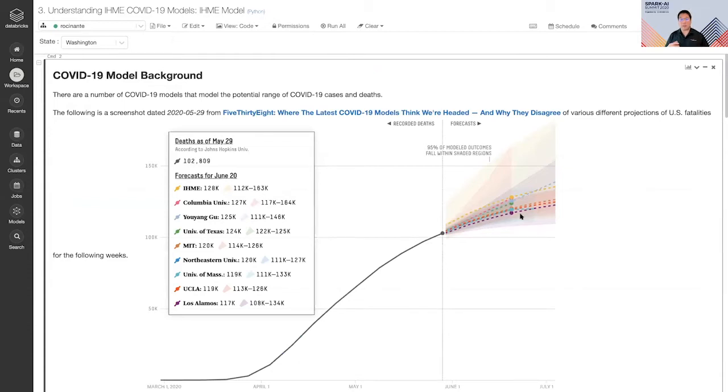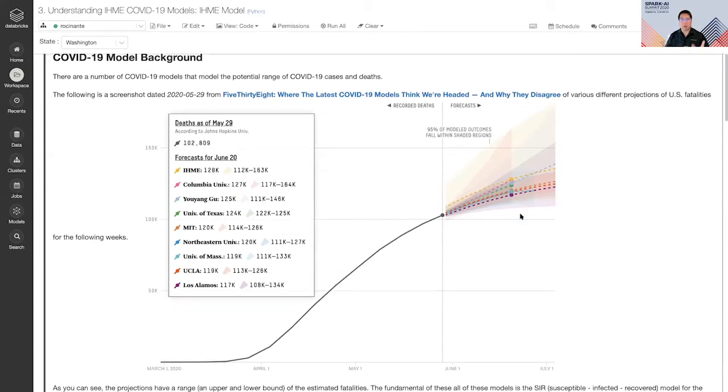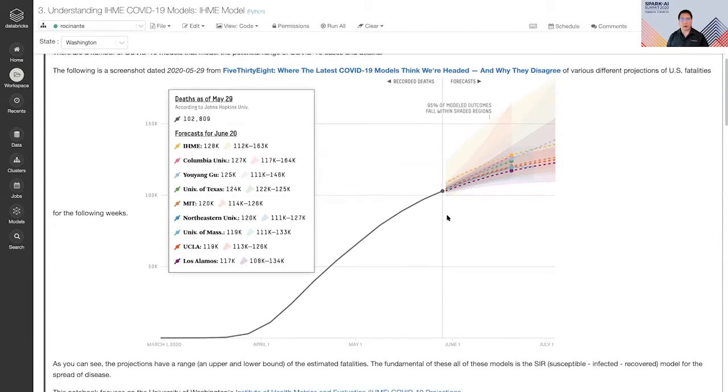Now, there are different COVID-19 models. These are known as SIR models that are specific to, well, COVID-19. Here's a select few that you'll notice from the 538 article on where the latest COVID-19 models think we're headed and why they disagree on the projection of US fatalities. There are a number of different models, like IHME, Columbia University, Northeastern, and so forth. What you notice is that there are the values, but there are also these shaded regions to the right, because as time progresses, there's going to be more variance since we're not as sure what the overall numbers are going to look like.